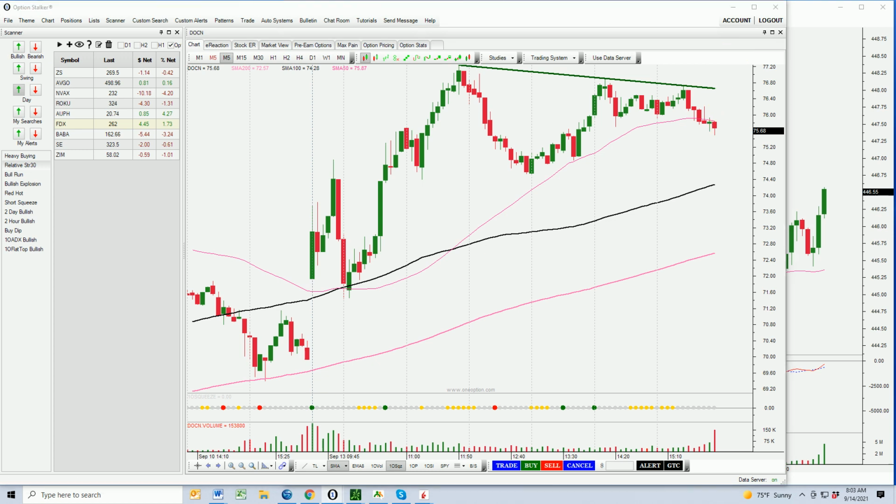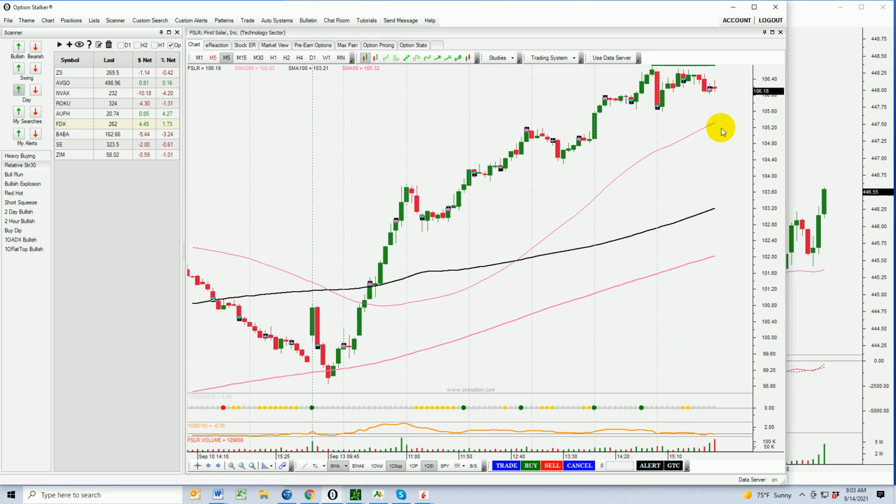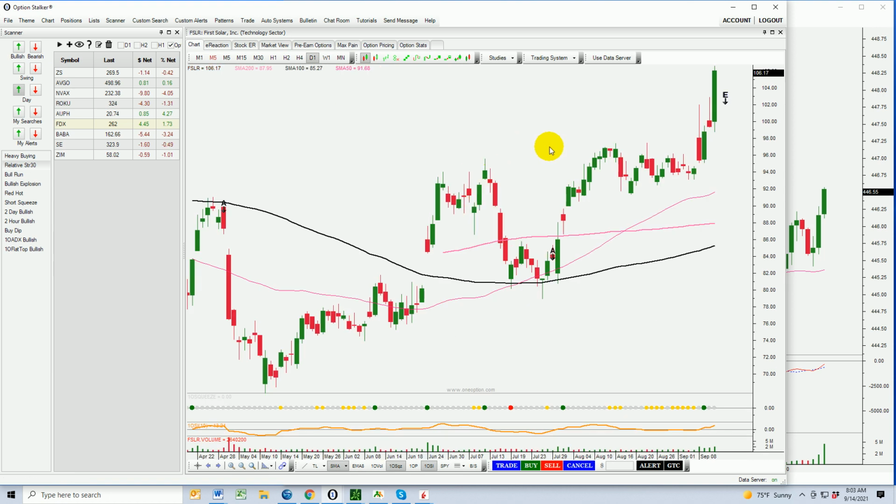Final one, FSLR, because I mentioned that also. Look at that strength into the close. Let's put up the 10 SI indicator, which is another way to look at relative strength. And there you can see the orange line above zero the entire day. Super, super strong. FSLR. Click GTC. Click that. I'm going to know if the stock takes out the high from yesterday. That is a really nice daily chart that I showed you earlier as well.